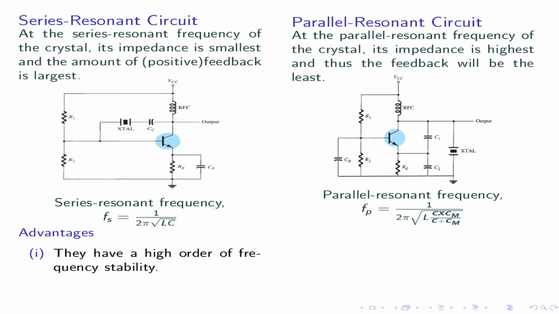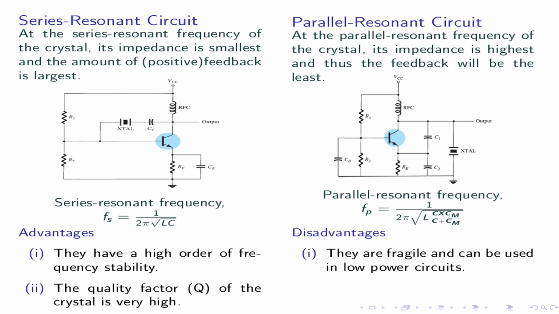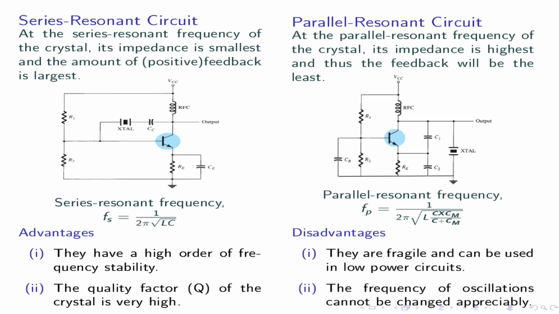Advantages of crystal oscillator: they have a high order of frequency stability. The quality factor of the crystal is very high, almost 10 raised to 6. But they are fragile and can be used only in low power circuits. The frequency of oscillation cannot be changed appreciably.